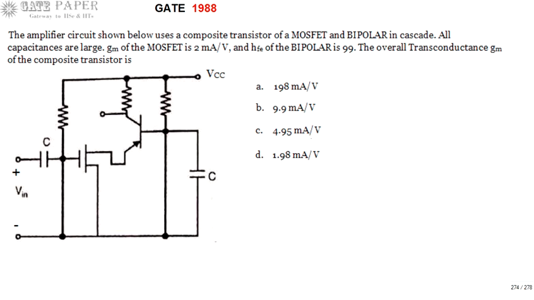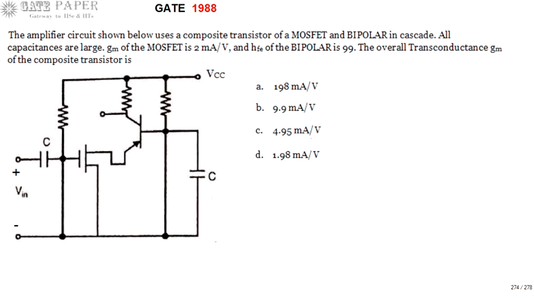Hello, we are discussing the GATE 1988 ECE paper, and this question is related to analog circuits. Look at the circuit diagram, which consists of composite transistors. One is a FET, the other is a BJT, and that FET is a MOSFET. The amplifier circuit below uses a composite transistor of a MOSFET and a bipolar in cascade.